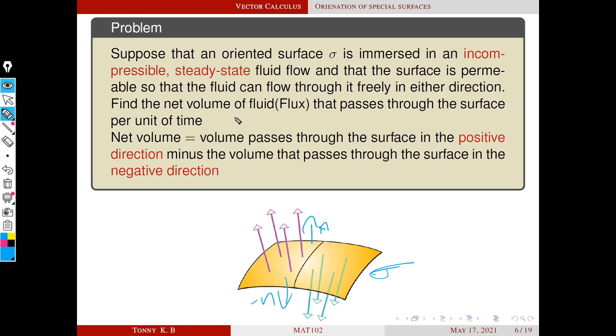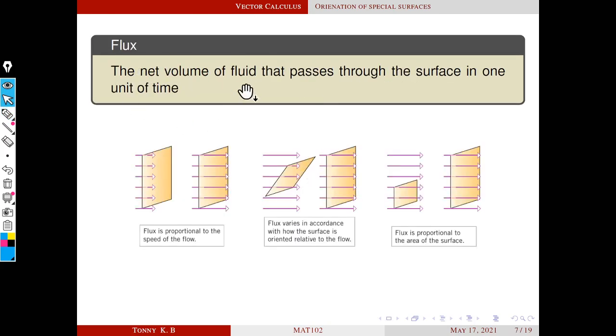And the net volume per unit time is called flux. Our aim is to calculate this flux. This is the formal definition of flux: the net volume of the fluid that passes through the surface in one unit of time. That's the net flux. So it is clear that the flux depends on many things. The first one is that flux is proportional to the speed of the flow. If speed is high, then the volume of fluid passing per unit time is high. So flux is proportional to the speed of the flow.